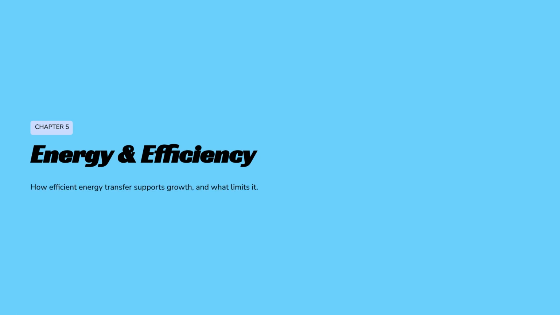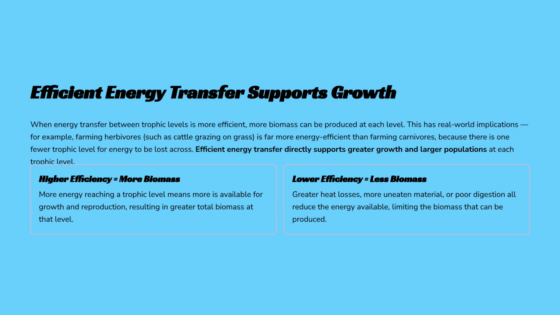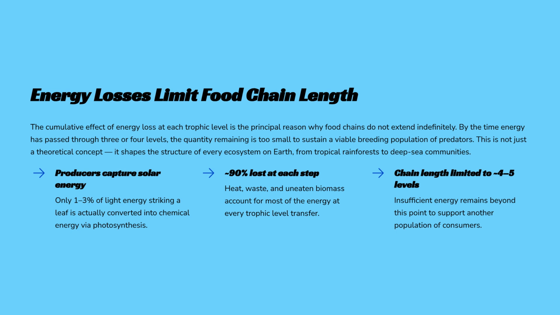Moving to Chapter 5, Energy and Efficiency. Here we look at how efficiency affects growth and what ultimately limits it. Greater energy efficiency allows for more biomass production. This is a crucial concept in agriculture, where energy loss can dictate which farming methods are most efficient for food production. Energy losses dictate the length of the chain.